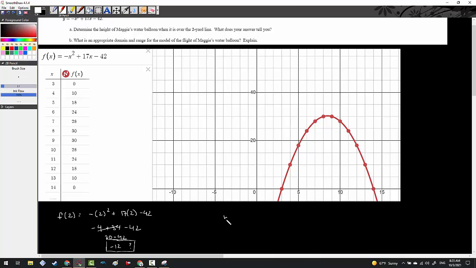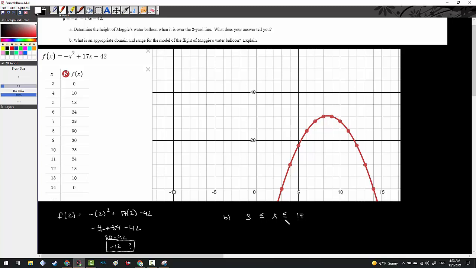So in part B, it says to write an appropriate domain and range for the model of the flight of Mags's water balloon. We have to explain. So I think an appropriate domain for Mags's water balloon would be to begin at 3 and to end at 14 and have x in between them.